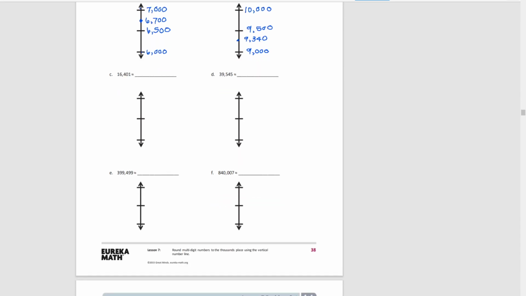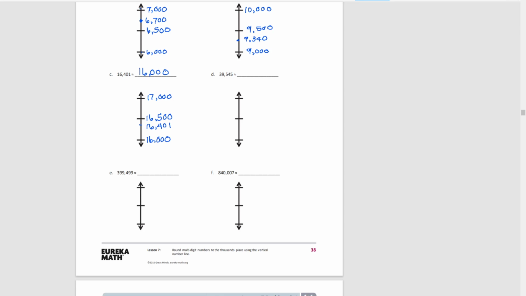Okay, pause the video and try C. Okay, again, it already has 16,000. The next highest would be 17,000. The midpoint would be 16,500. 16,401 is going to be less than 16,500. So when we round to the nearest thousand, it's closer to 16,000 than to 17,000.